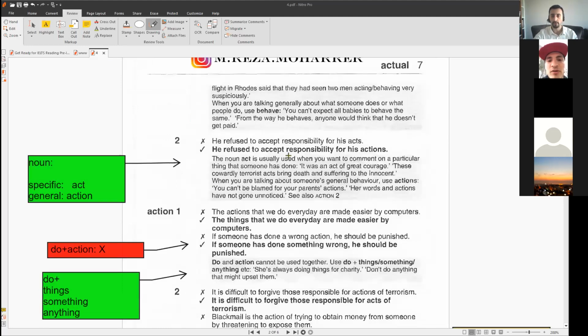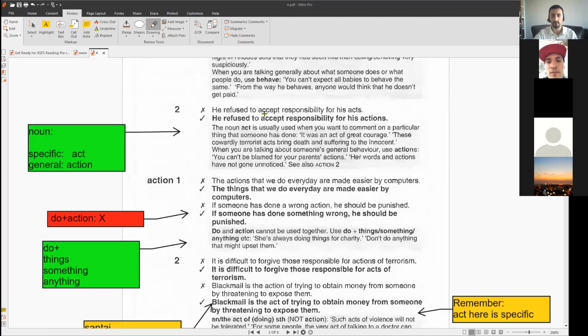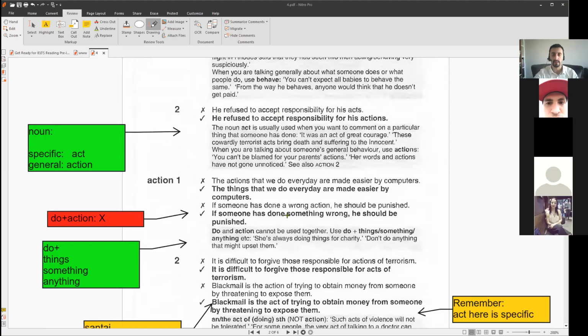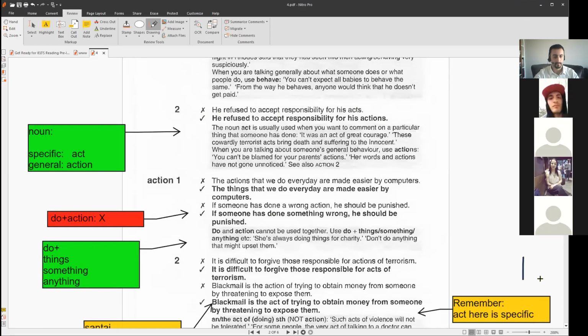So act number 2, let's read this part. Who wants to read this part? Let's ask other people. If there is no one, you can, please. I'm waiting for other people. I can read. Yes, Nuray. Okay, Nuray. Yes, please. He refused to accept responsibility for his acts. He refused to accept responsibility for his actions.